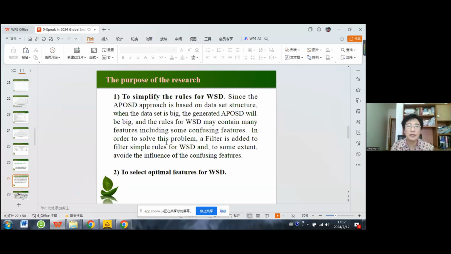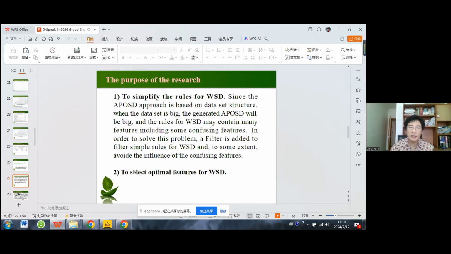In this research, the purpose of the research is to simplify the rules for word sense disambiguation. Since the APOSD approach is based on dataset structure, when the dataset is big, the generated APOSD will be big, and the rules for word sense disambiguation may contain many features, including some confusing features. In order to solve this problem, a filter is added to filter simple rules for word sense disambiguation.